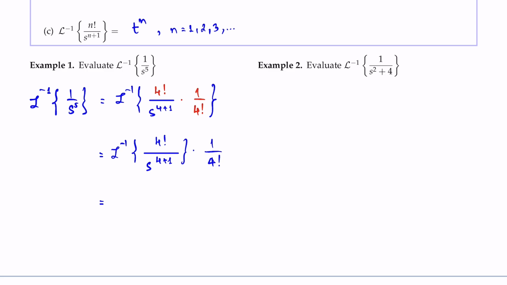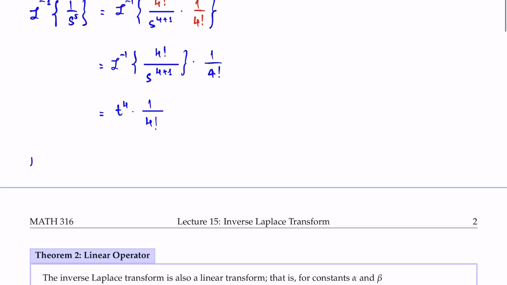For n equal to 4, we have t to the power of 4 times 1 over 4 factorial. And 4 factorial is 4 times 3 times 2 times 1, which is equal to 24. So you get 1 over 24 times t to the 4th power.